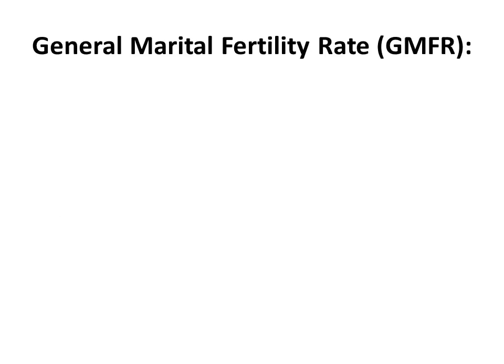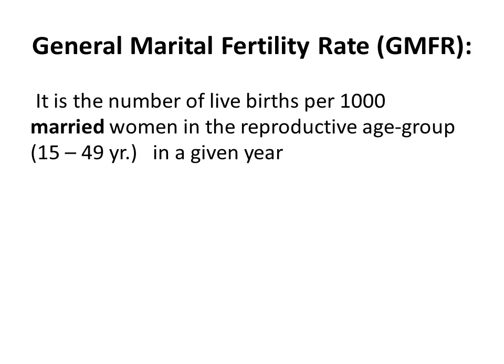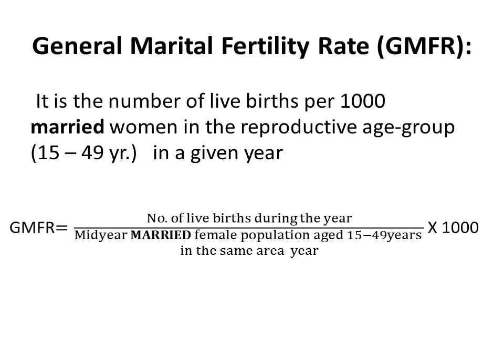For correcting that, the general marital fertility rate can be calculated. It is the number of live births per 1000 married women in the reproductive age group in the given year. Hence, the denominator consists of women in the reproductive age group who are married. So, GMFR, or general marital fertility rate, is the number of live births during the year divided by the mid-year female population of married females in the reproductive age group.